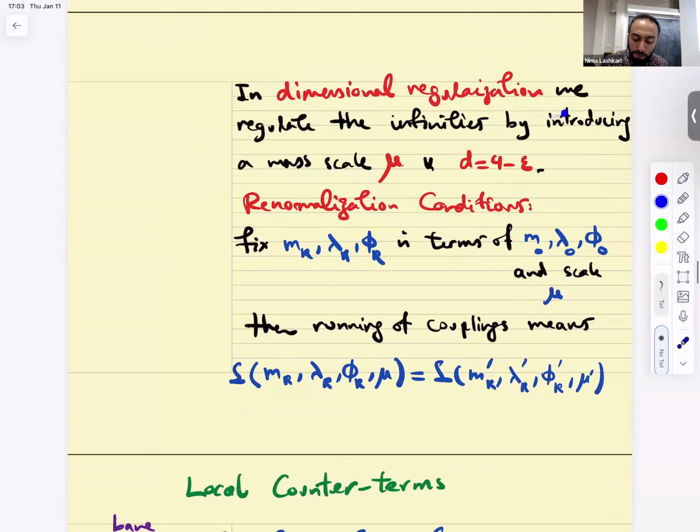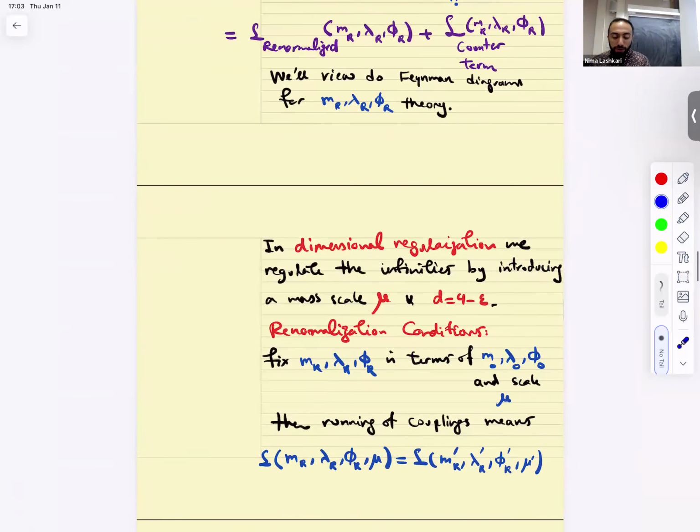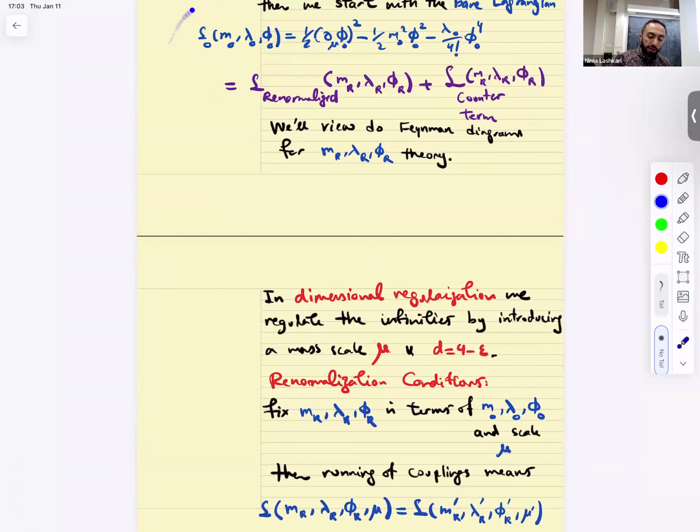So in DimReg, we knew that dealing with this Lagrangian, calculating any amplitude, leads to all sorts of divergences. We regulated that by going to 4 minus epsilon dimensions, and we introduced a scale mu. Because of that, even splitting this into two terms involved introducing a scale. That was the MS-bar scheme.